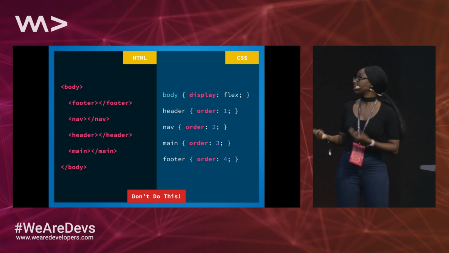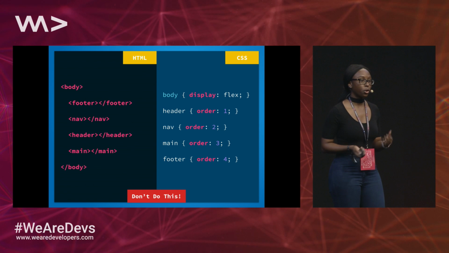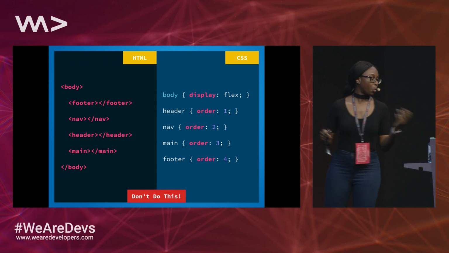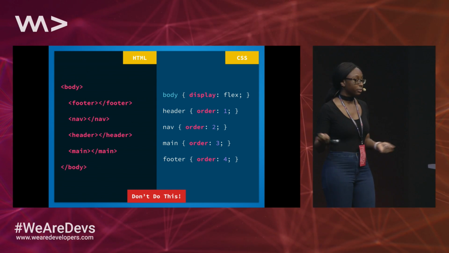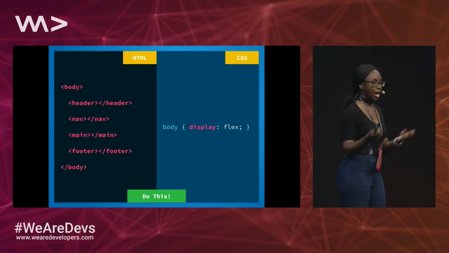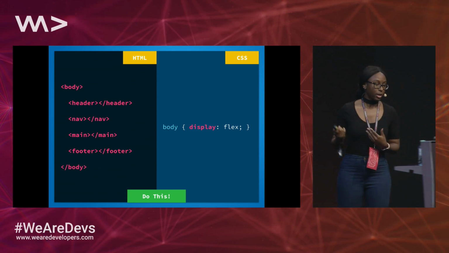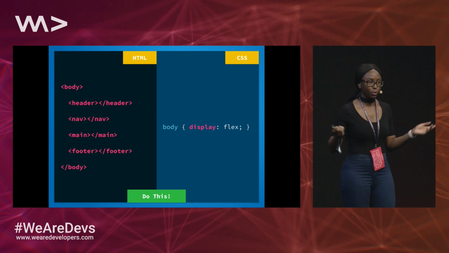So don't do things like this where you have your HTML in a completely illogical way, and then you try to use CSS to correct it. So for whatever reason, you're having your main at the bottom, even though it should be second. It's so much more simple, even for you as the developer, to just have your HTML in the most sensible way possible, because it makes writing CSS easier. And the less CSS you have to write, the better for everyone, right?